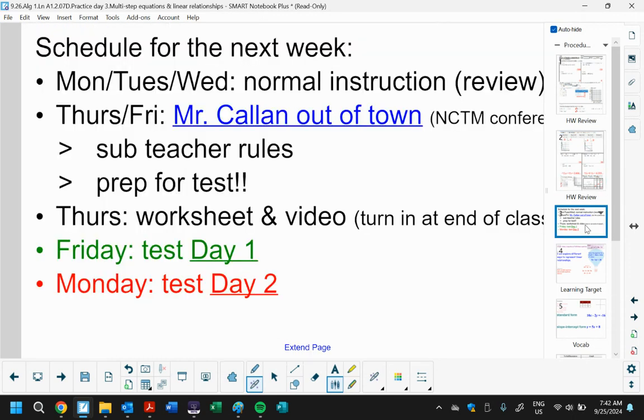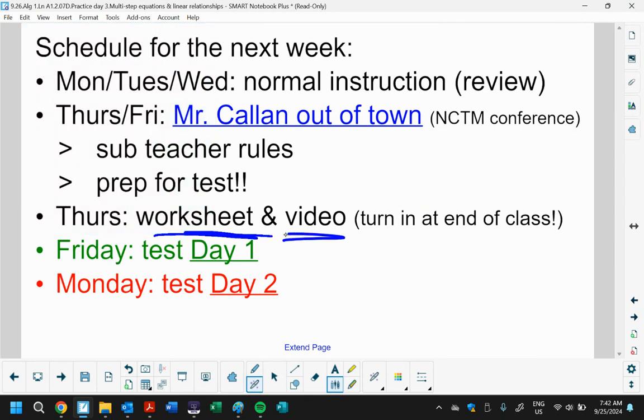And speaking of Monday and the week's schedule, a focus today on the worksheet and the video. And then the next couple days, Friday is going to be day 1 of the test. Monday will be day 2.